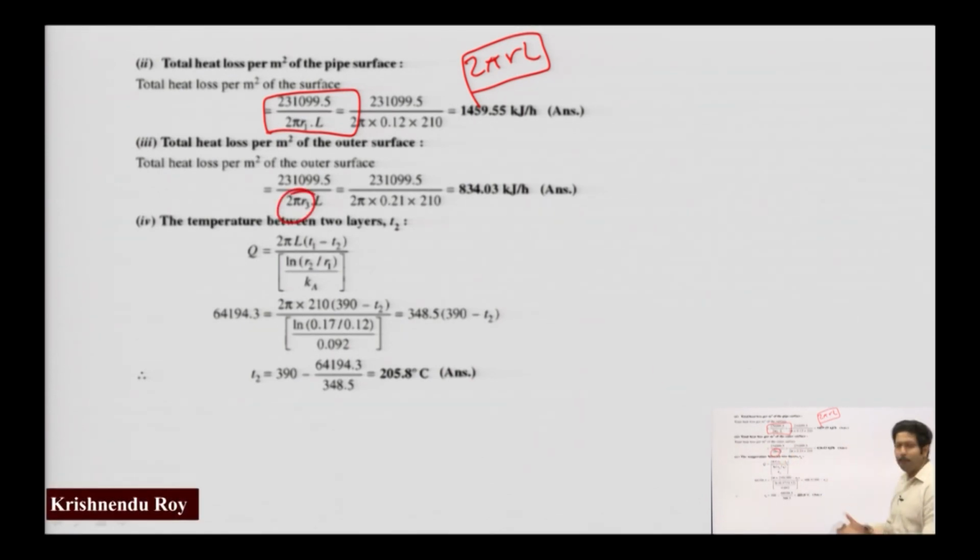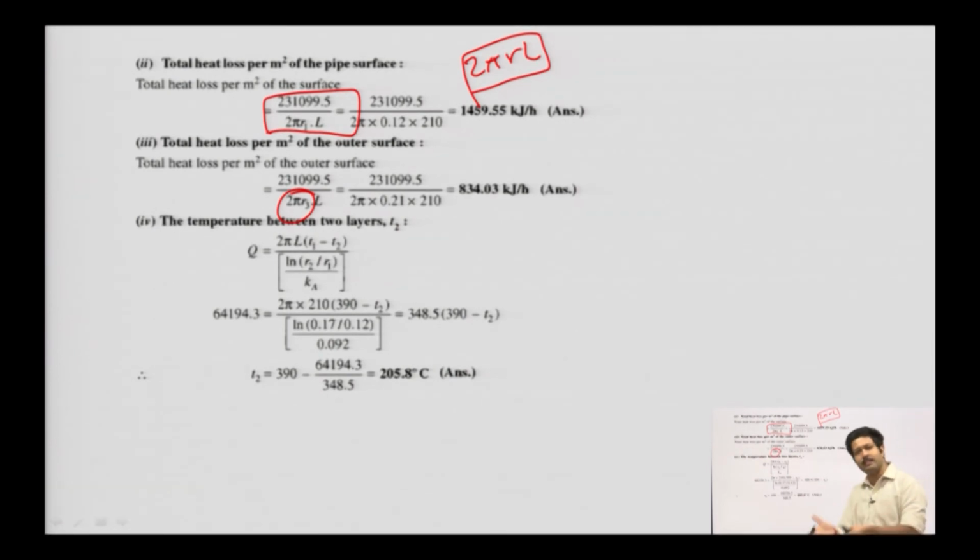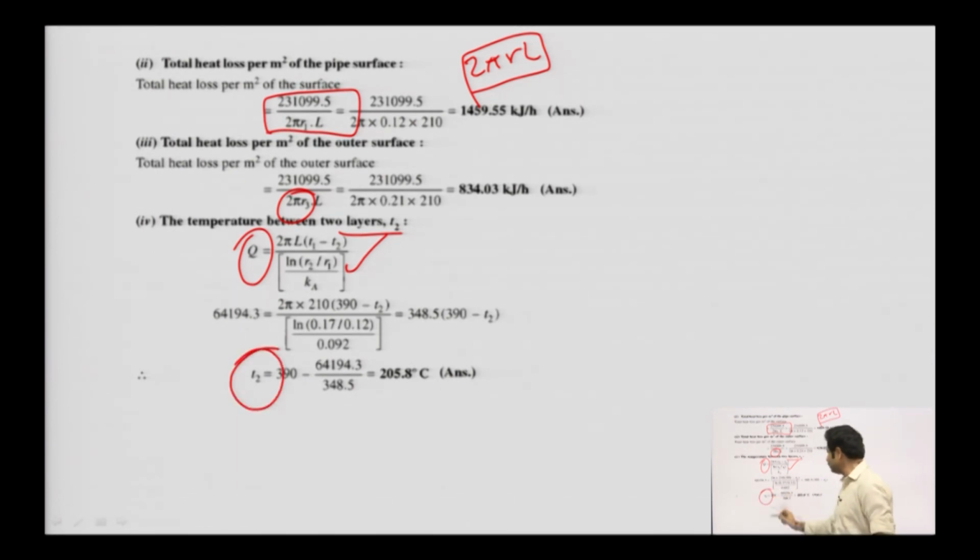So you just need to play with the radii, and you can get the heat loss on the inner surface and the heat loss on the outer surface. It is R1 and it is R3, as you can already see. For the temperature between two layers, you can see the Q remains the same, you are just playing with the temperatures and the resistances. So here you can get T2, the interfacial temperature.